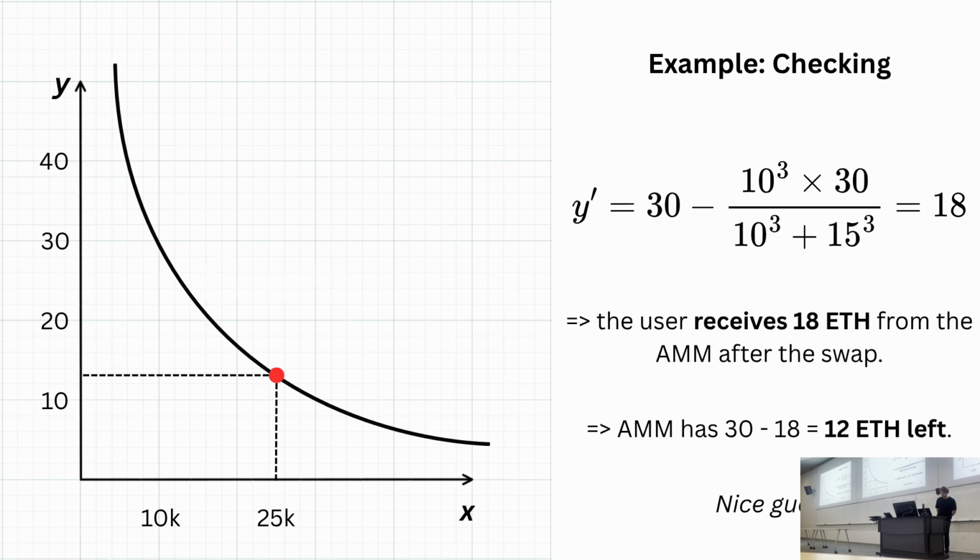All right, and what's useful about it is you just make one evaluation of the formula. It's way cheaper to do on the blockchain than running a full-fledged order book.